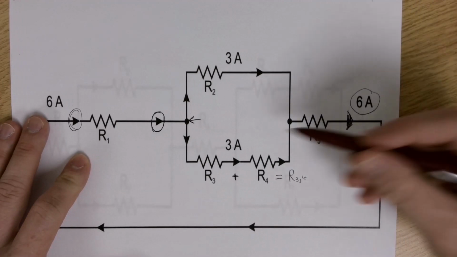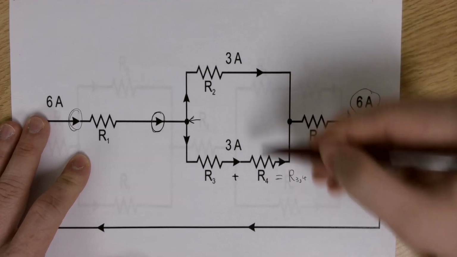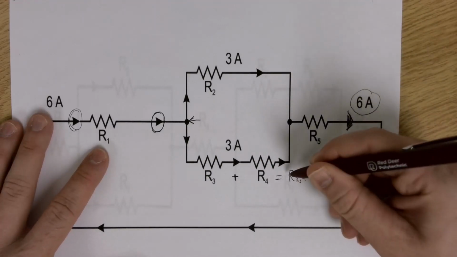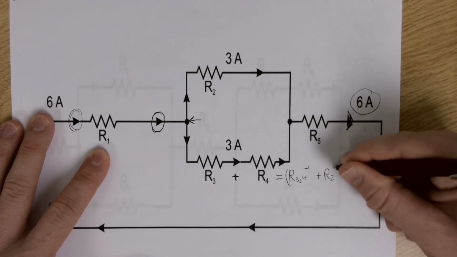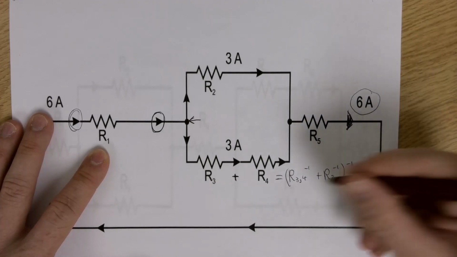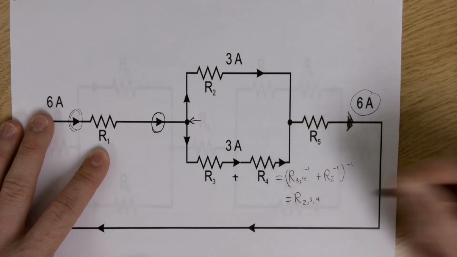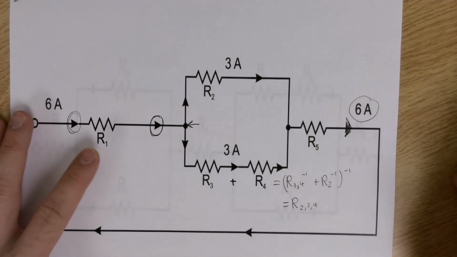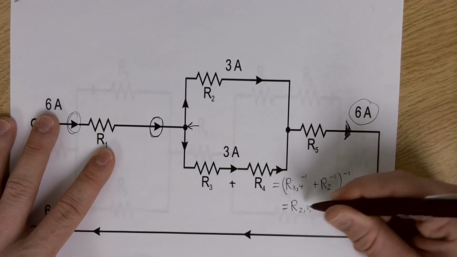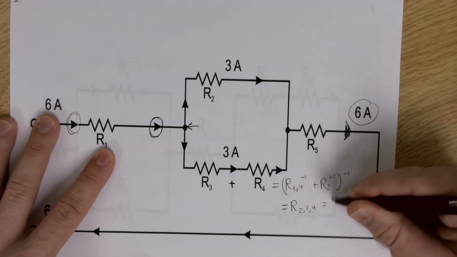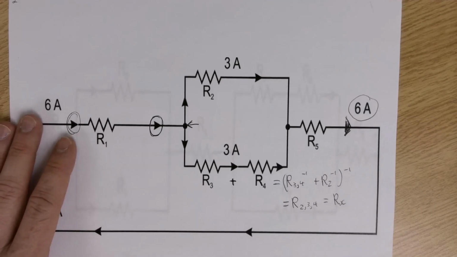So if we wanted to get the total resistance of this parallel circuit, we could do R34 to the negative 1 plus R2 to the negative 1, all to the negative 1, which is then going to give us R2,3,4. As we get into more complex calculations, it might help us to say R234 is equal to Rx. Save us all those commas. Keep it organized, keep it cleaner.